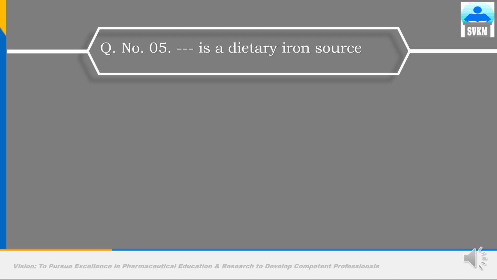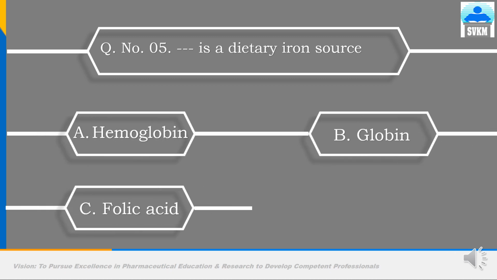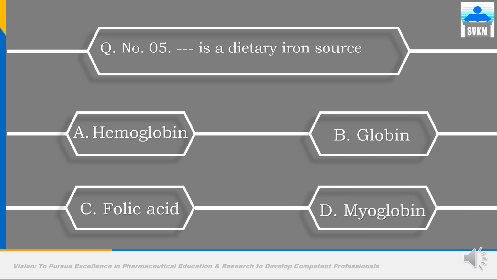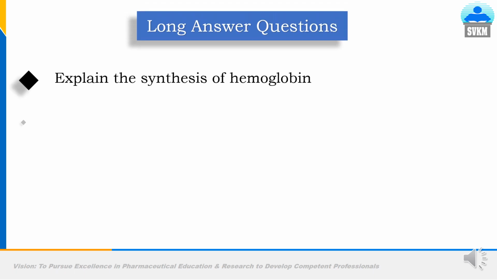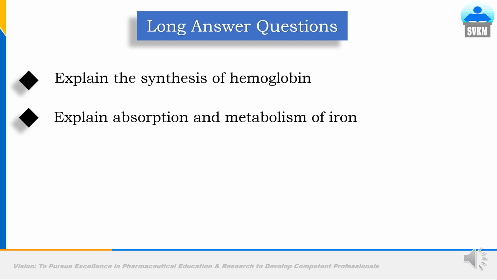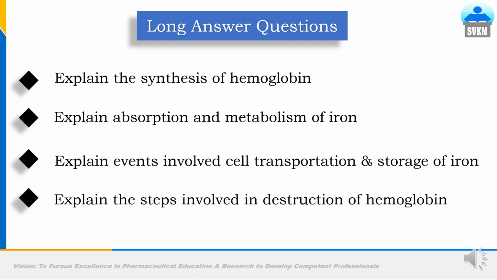Next question, dash dash is a dietary iron source. A hemoglobin, B globin, C folic acid, D myoglobin. And the correct answer is myoglobin. These are some long answer questions that may be asked in your examination. First, explain the synthesis of hemoglobin, explain the absorption and metabolism of iron, explain the events involved in the cell transportation as well as the storage of the iron, explain the steps involved in the hemoglobin.